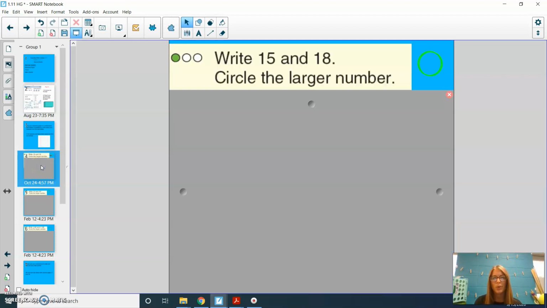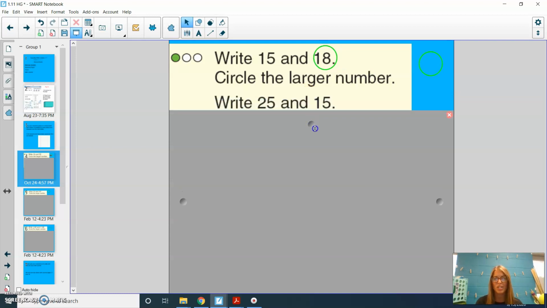In today's whiteboard work, we're going to write quite a few numbers, and then we're going to talk about which is either the larger number or which is the smaller number. So on your board, could you write down the numbers 15 and 18? And boys and girls, circle the larger number. You should have circled 18, and if I'm going too fast, you can pause in between each problem.